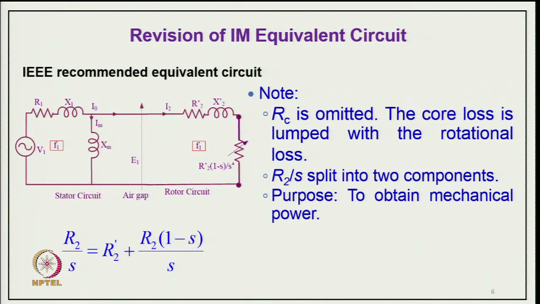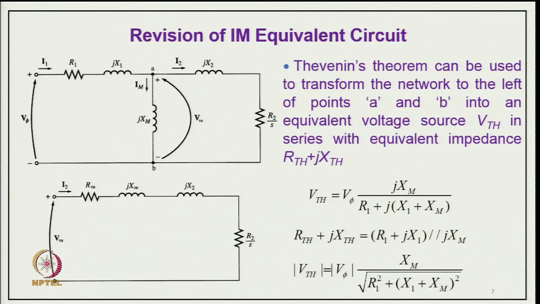Now, of course, there are different circuits. IEEE have recommended this equivalent circuit by typically neglecting the core loss here. The remaining parameters remain there, and then of course the revision of this equivalent circuit is, in a sense, that the shunt branch can be taken at the place where we were considering earlier, that R1, jX1, jX2 and R2 by S, and Xm.